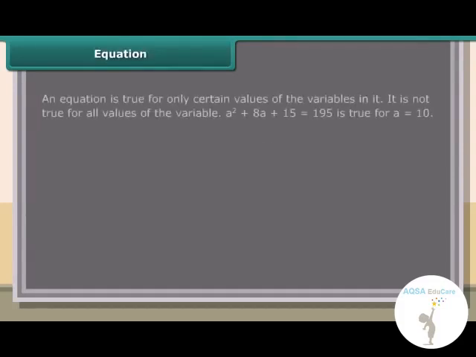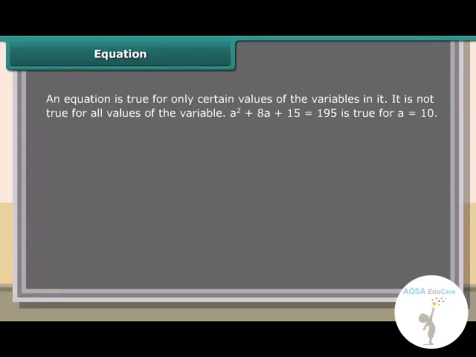Equation. An equation is true for only certain values of the variables in it. It is not true for all values of the variable. A square plus 8a plus 15 is equal to 195 is true for a is equal to 10, but it is not true for a is equal to minus 1 or a is equal to 0, etc.